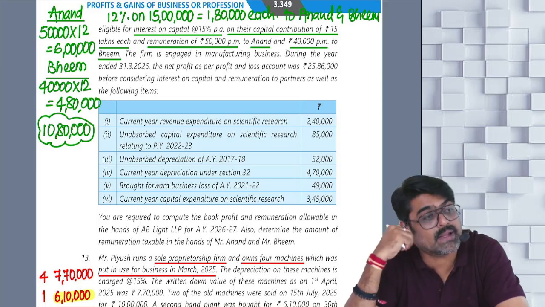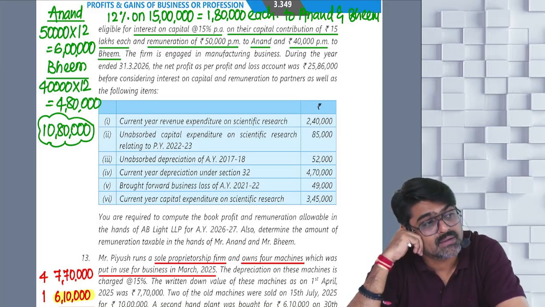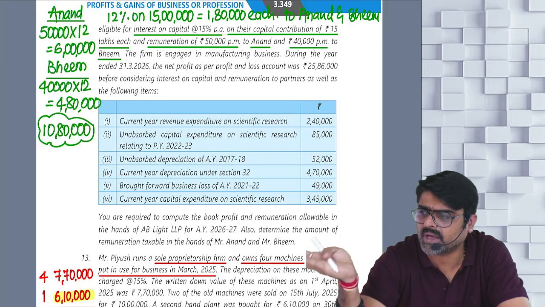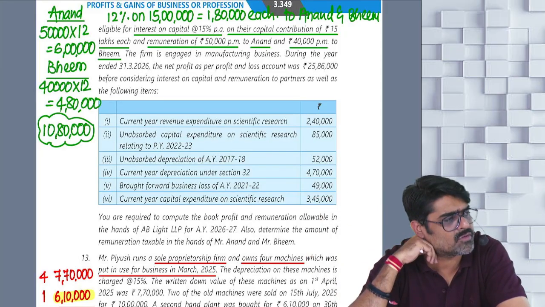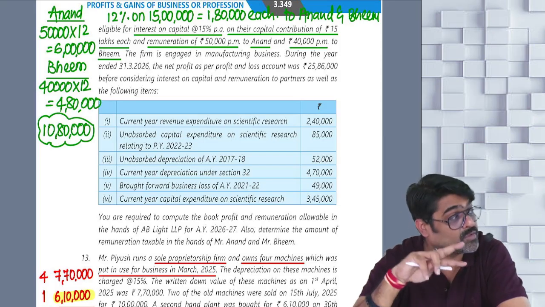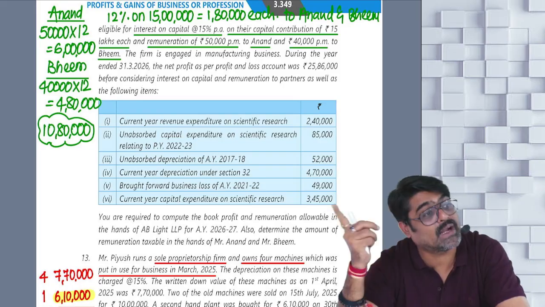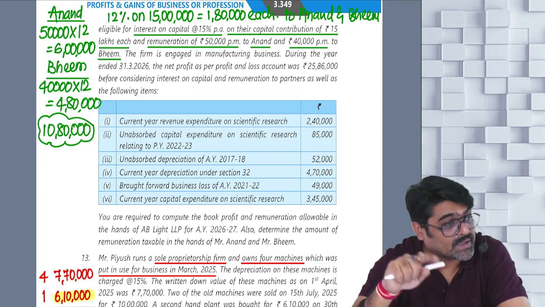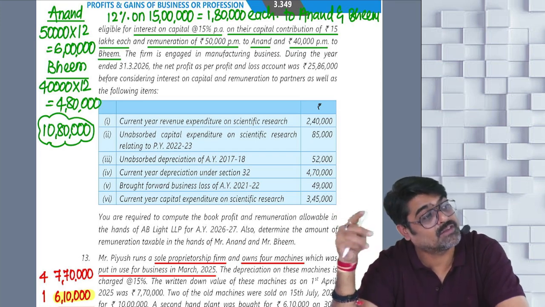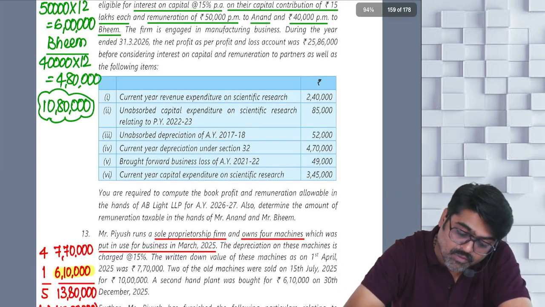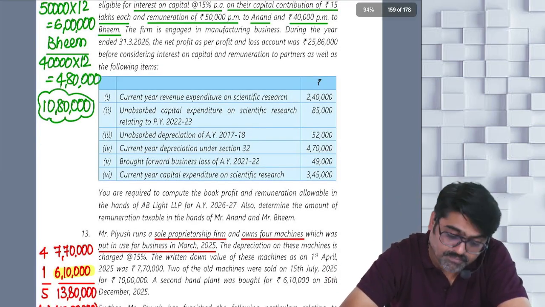But what if the limit is coming 13 lakhs then? Then entire 10 lakh 80 will be allowed. 6 lakh of Anand will also be allowed, and 4 lakh 80 of Beam will also be allowed. Yes or no? And the amount which will be allowed will be taxable in the hands of Anand as his PGBP income. Amount which will be allowed will be taxable in the hands of Beam as his PGBP income. Yes or no? So now the firm is engaged in which business?